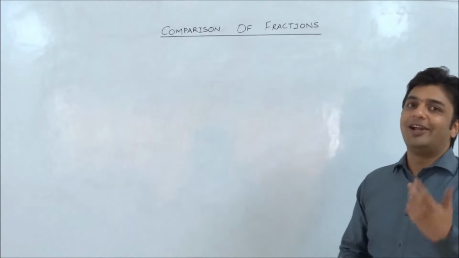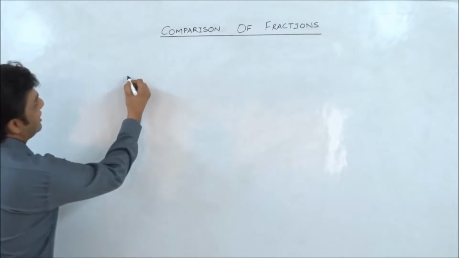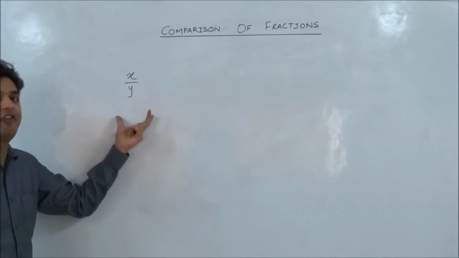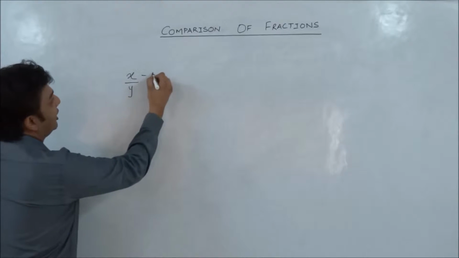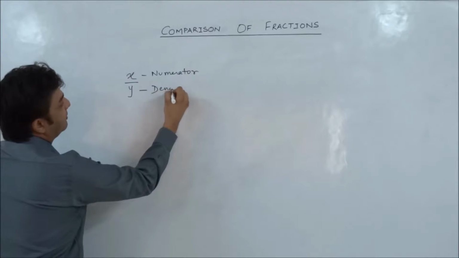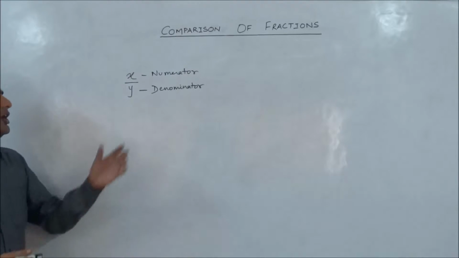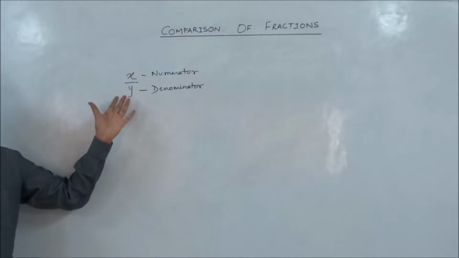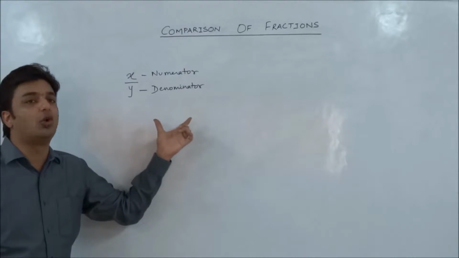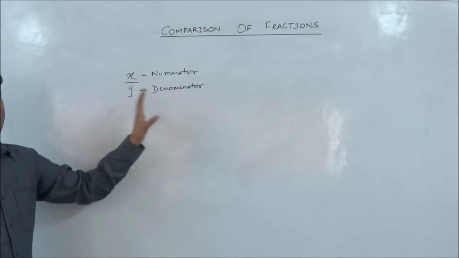Now first of all, let's understand what a fraction is. Let's take an example, x by y. This is a typical example of a fraction. X is called the numerator and y is called the denominator. Now the numerator can be greater than the denominator, or less than the denominator. The only important thing here is that the denominator cannot be 0. If it is 0, it becomes undefined. So let's see how we can compare fractions.